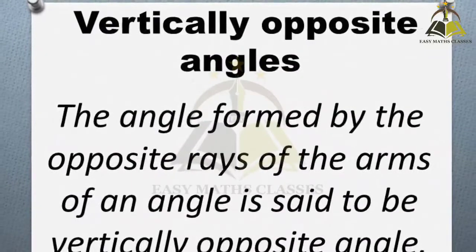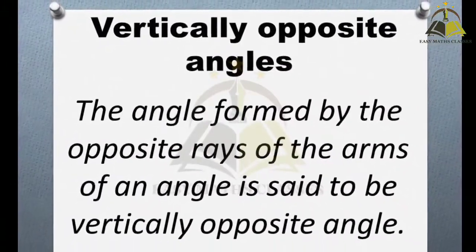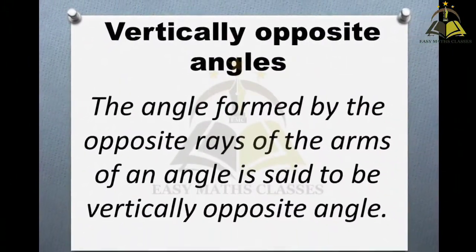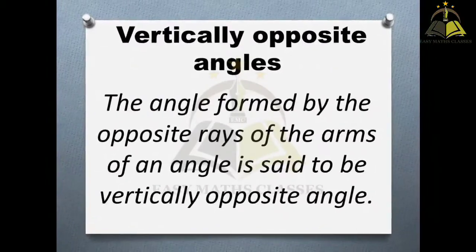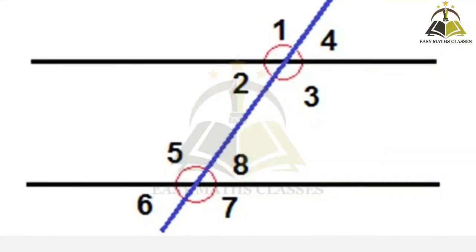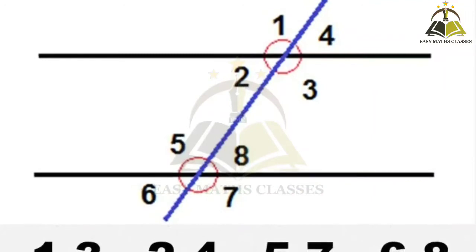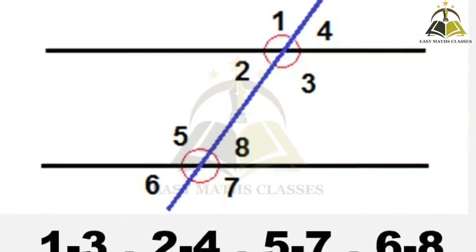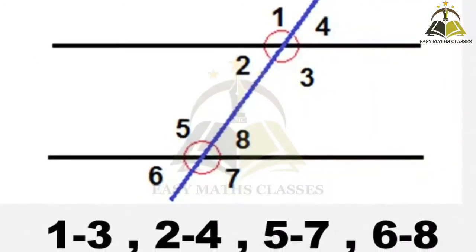Vertically opposite angle. The angle formed by the opposite rays of the arms of an angle is said to be vertically opposite. In the given figure, angle 1 and 3, 2 and 4, 5 and 7, and 6 and 8 are the vertically opposite angles.